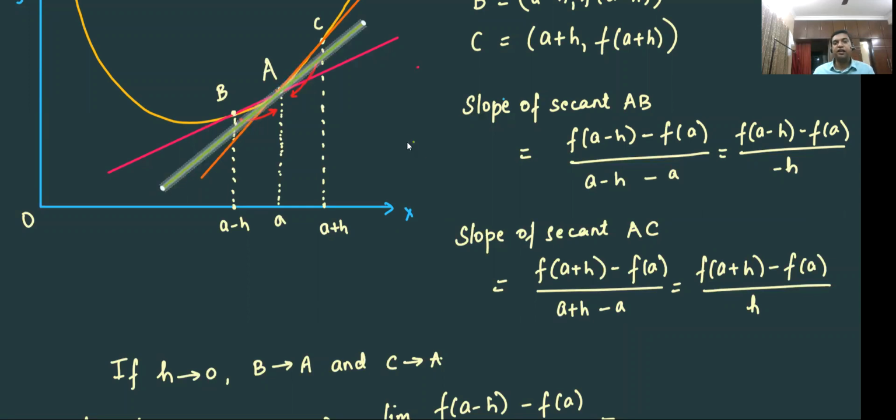I'm drawing this green line. You observe this carefully. This maroon line becomes this green line. Understand?